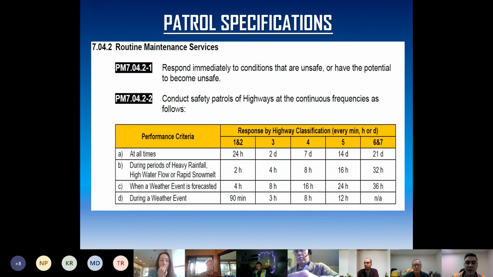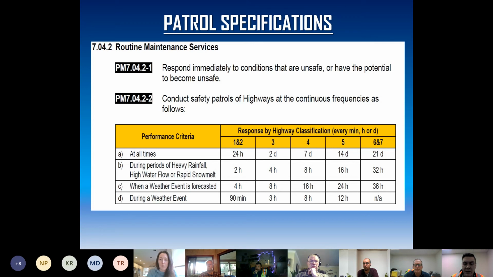Where we start to see these classifications come into play is when we look at the highway maintenance specifications in our contract. So on this slide, I've got the patrol specifications. You'll notice that the response by highway classification is designated by a number rather than an alpha. That is the summer classification. So each highway actually has two designations, one for each season.